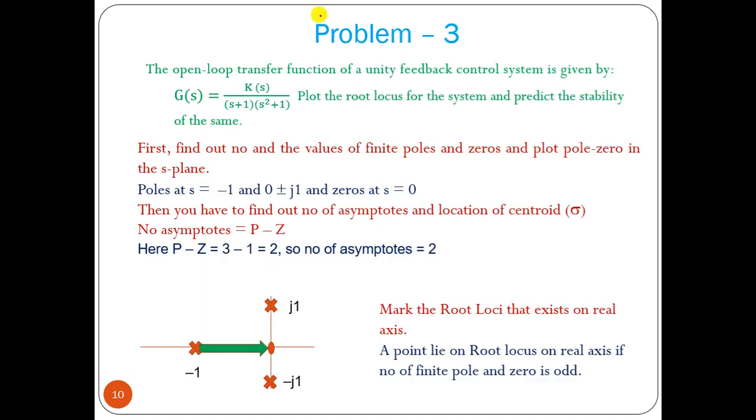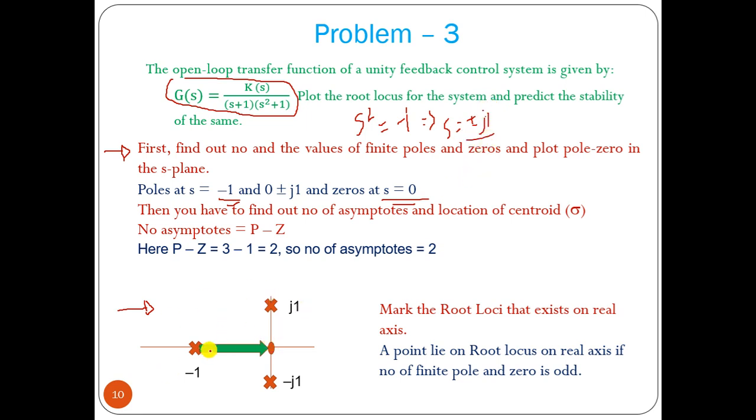Now let me discuss problem 3. What we have, this is the transfer function. So first point, we have to find out the location of poles and zeros. Then we have to plot them in the S plane. Okay. So we have zero at s equal to 0 and pole at minus 1, s square plus 1. That means s square equal to minus 1. If you take the root of that, root over of minus 1 is equal to j. So s equal to plus minus j1. That is the root. Okay.